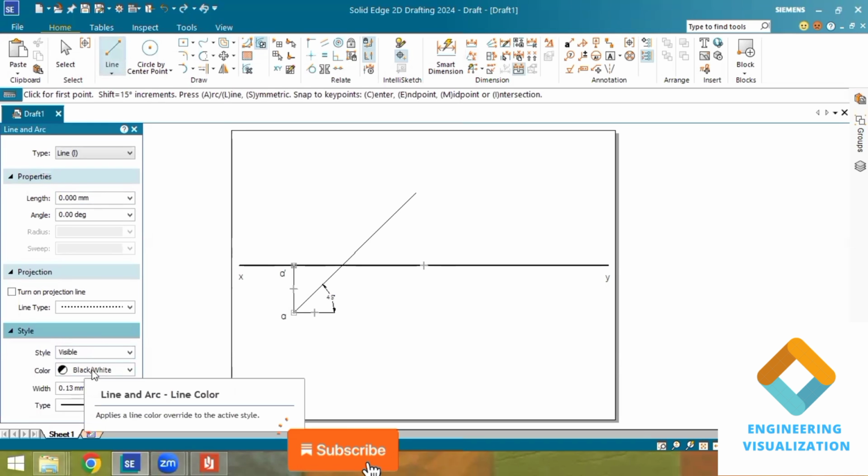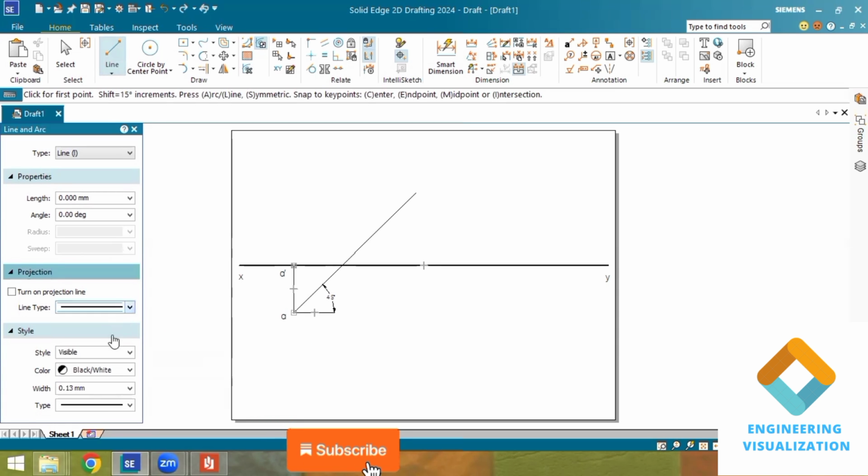Now we'll draw another line at an angle of 30 degrees. That is for the front views, drawn downward. I'll just draw it randomly, and after that I'll change the angle.